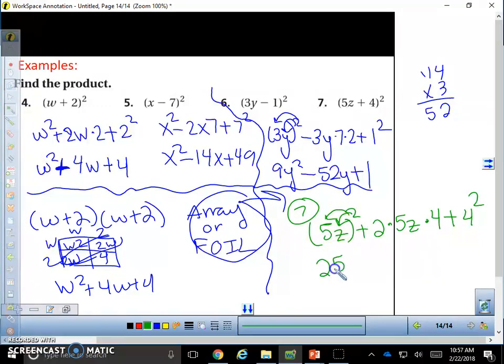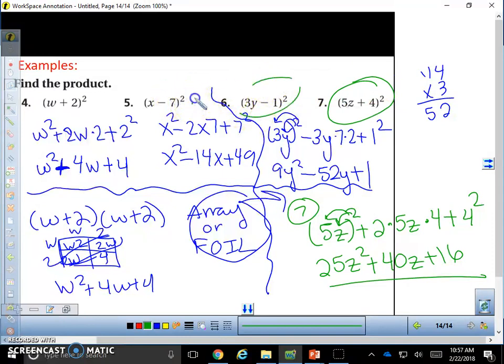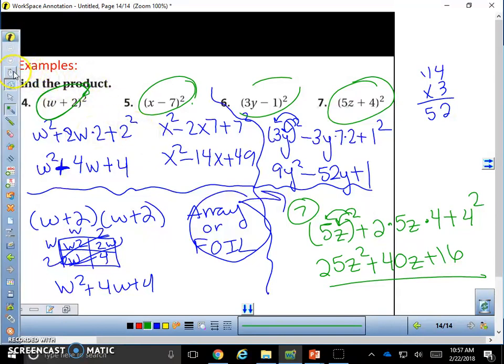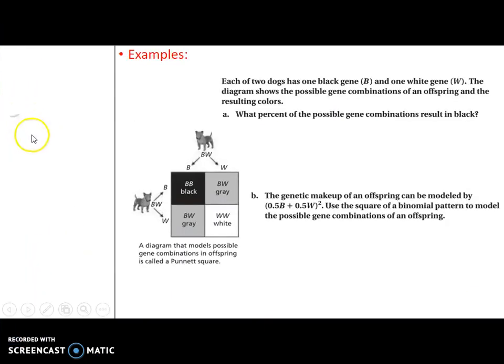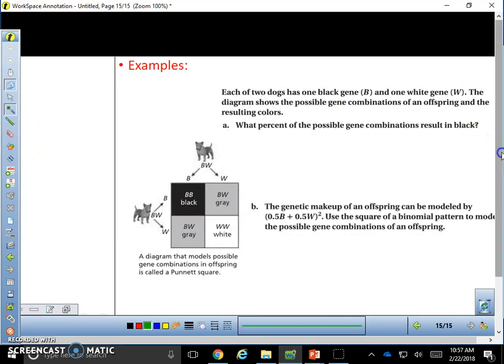5 squared is 25. Z squared plus, multiplication doesn't matter what order you do this in. 2 times 5 is 10 times 4 is 40z plus 4 squared is 16. Done. Again, you don't have to do it this way. I'm just trying to help you guys see that there are special ones. These are all considered special, okay, because they have a pattern to them that the other ones do not. Now let's go ahead and practice with a real life problem before I let you do those on your own problems.